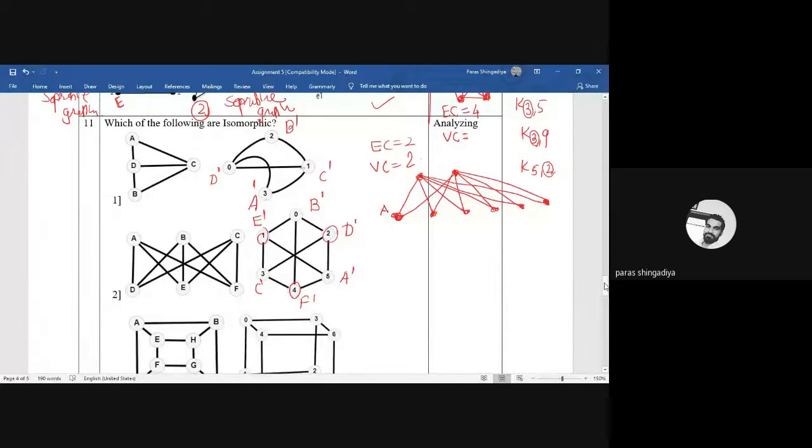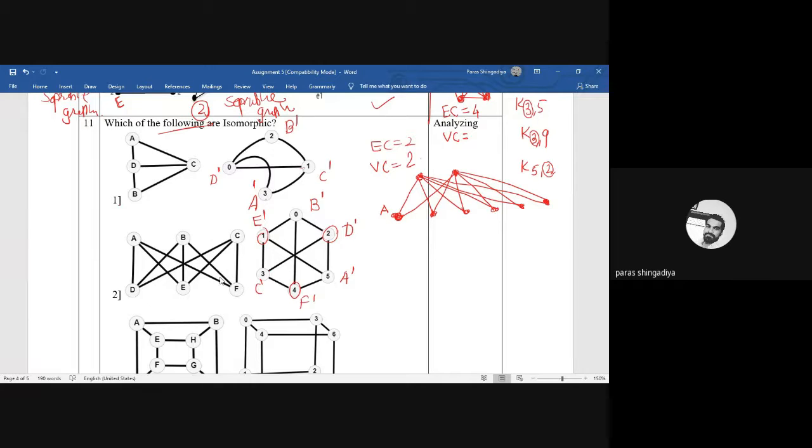Now try the last question. Which of the following graphs are isomorphic graphs? Some graphs are given, and I have already solved the first and second here. They are isomorphic graphs, the first and second graph.